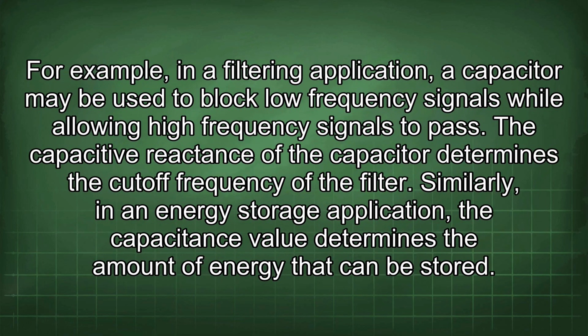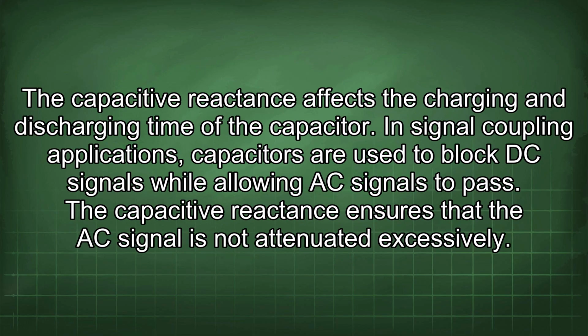For example, in a filtering application, a capacitor may be used to block low-frequency signals while allowing high-frequency signals to pass. The capacitive reactance of the capacitor determines the cutoff frequency of the filter. Similarly, in an energy storage application, the capacitance value determines the amount of energy that can be stored. The capacitive reactance affects the charging and discharging time of the capacitor. In signal coupling applications, capacitors are used to block DC signals while allowing AC signals to pass. The capacitive reactance ensures that the AC signal is not attenuated excessively.